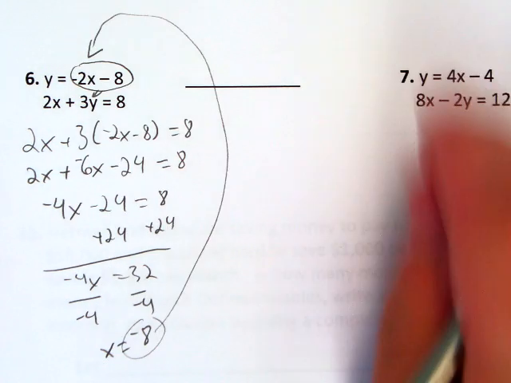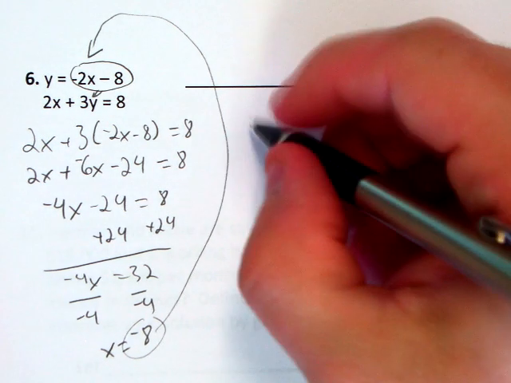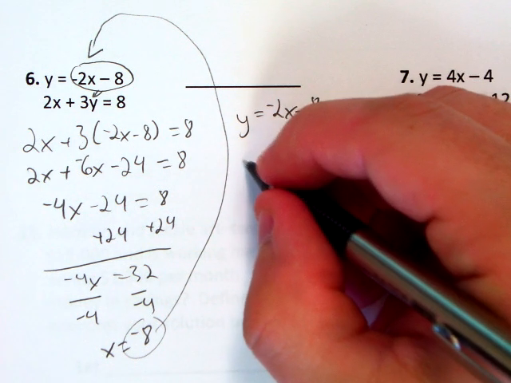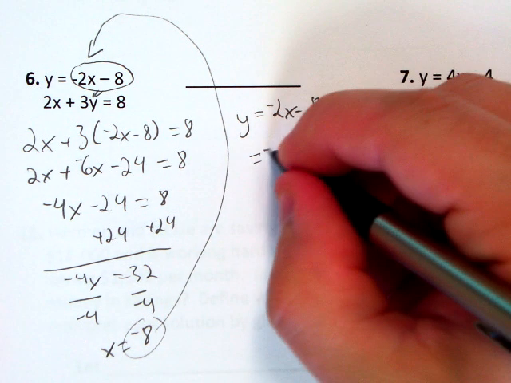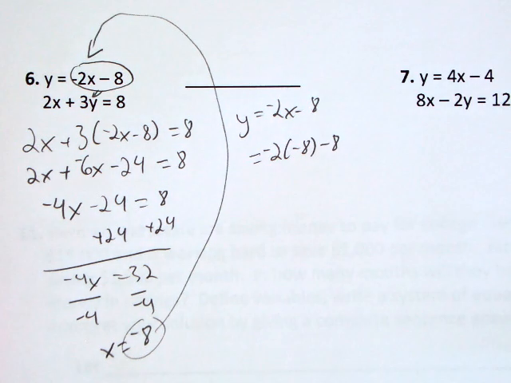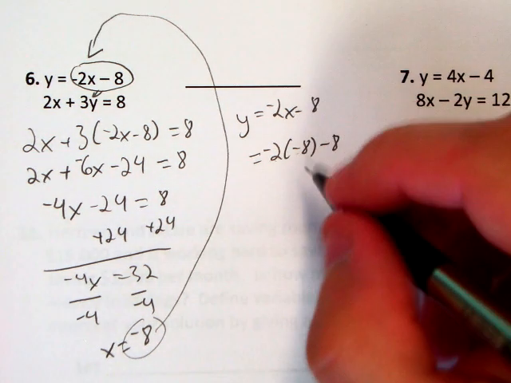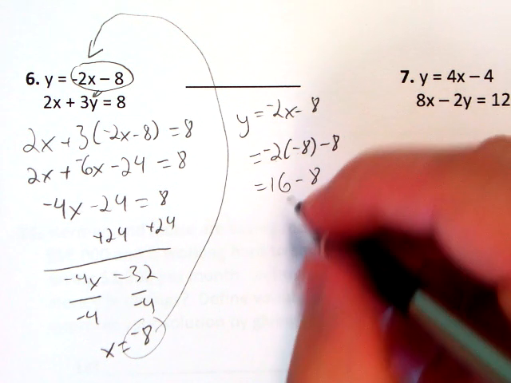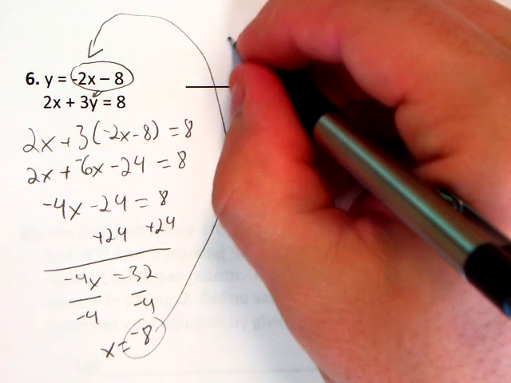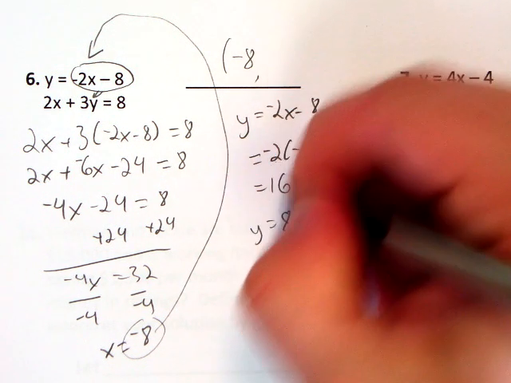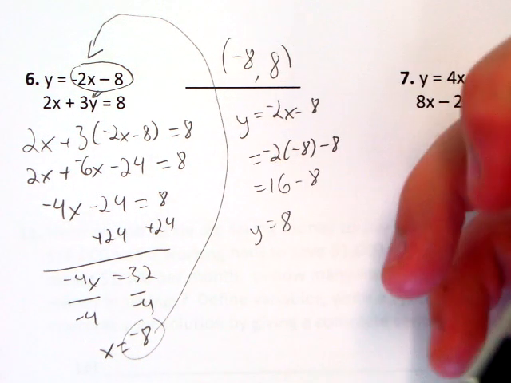I'm then going to take this and substitute it right here. So I have y equals negative 2x minus 8. But I know that x is negative 8, so I'm going to do negative 2 times negative 8 minus 8. Negative 2 times negative 8 is positive 16. And 16 minus 8 is 8. So my solution here, x is negative 8. Y equals positive 8.